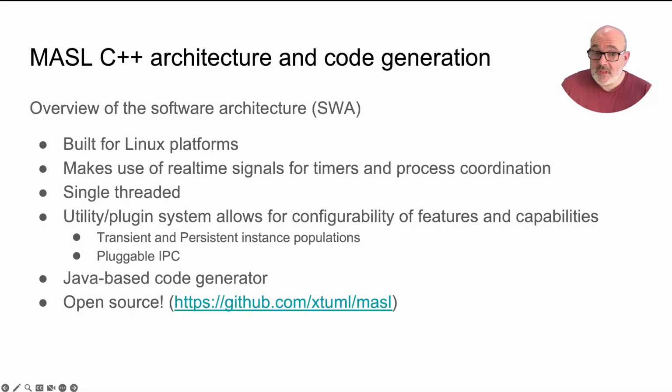A plugin system is used to allow configuration of features and capabilities. Some of that configuration is decided at compile or link time, and some can be altered at runtime. One of the compile time decisions is persistence, and by default each application will be built with both an in-memory transient version and a version where the instance populations and timer events are persisted by an SQLite database. Inter-process communication is also compile time pluggable, and we'll explore the mechanism for that in a moment.